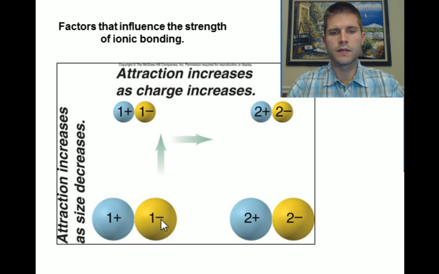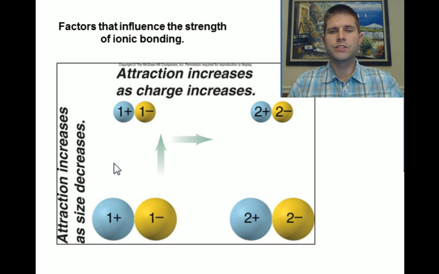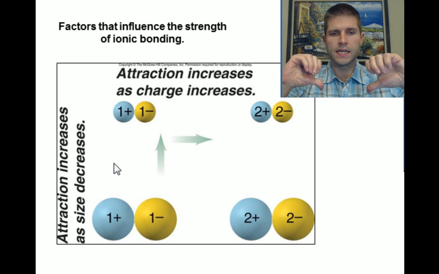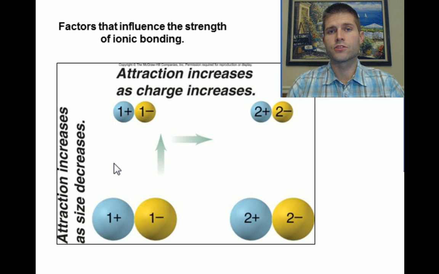Let's see how size affects the strength of the bond. Here on the left we have a +1 and a -1. At the top we have a +1 and a -1. You can see that the bottom one is much larger than the top one. So as you decrease in size, you actually increase in the strength of the ionic bond. So this 1+ and 1- is weaker as an ionic bond than the smaller 1+, 1-. So let's see which ones of these are going to be the weakest and the strongest according to these trends. As you increase in charge, you increase in strength of the ionic bond as well.